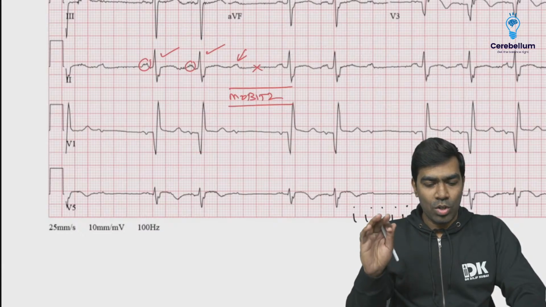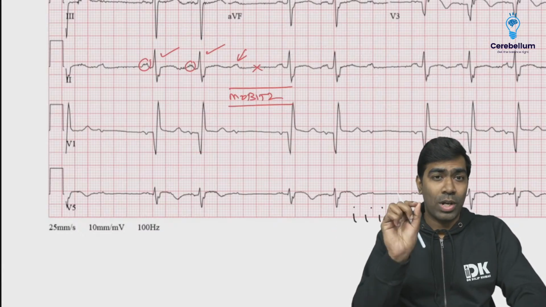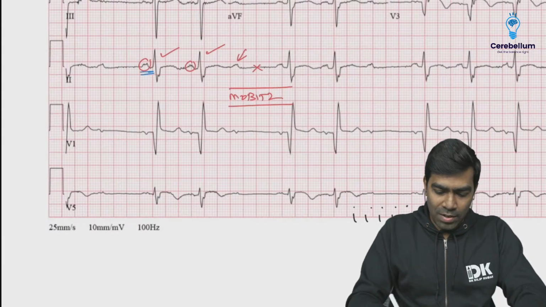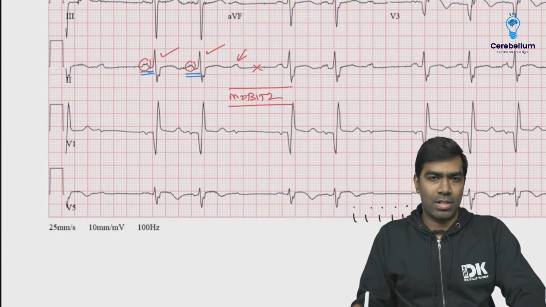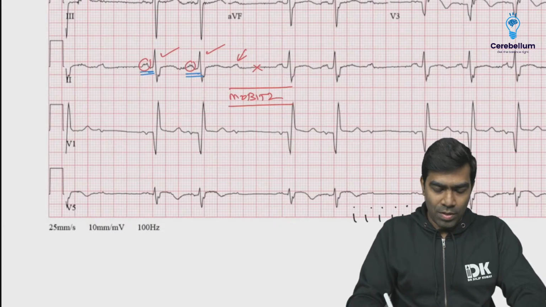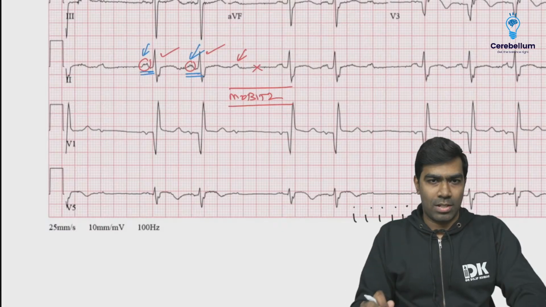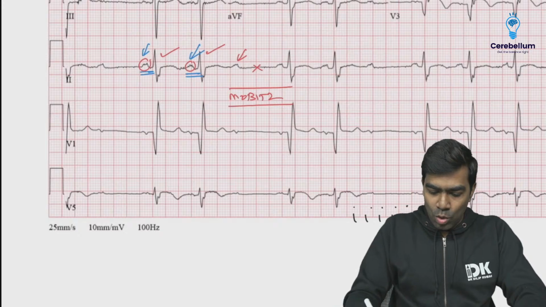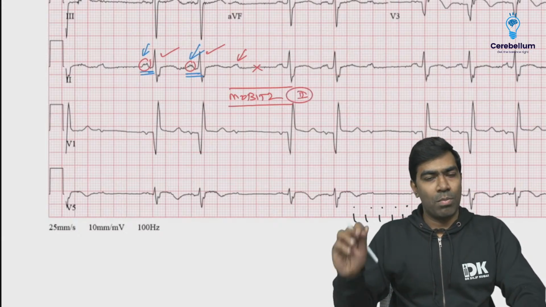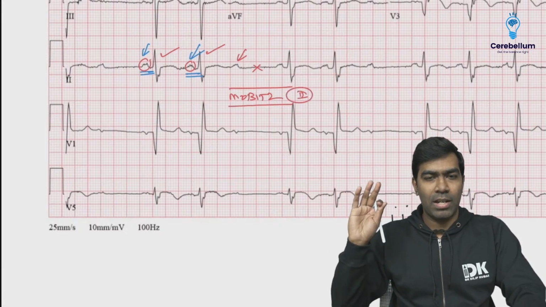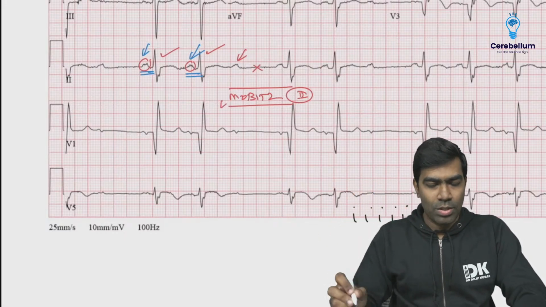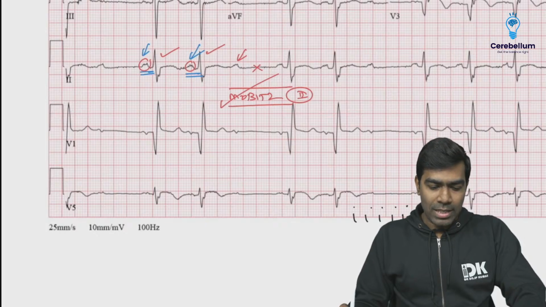And if you want to know if it is Mobitz 1 or Mobitz 2, you look at the PR interval. You have to know whether the PR interval is varying or constant. The PR interval in this case is constant. It is not varying. Everyone would have agreed. So this is a Mobitz type 2 block. Remember, only Mobitz 1 is called Wenckebach. Mobitz 2 is not called Wenckebach. Mobitz 2 is the diagnosis in this ECG.